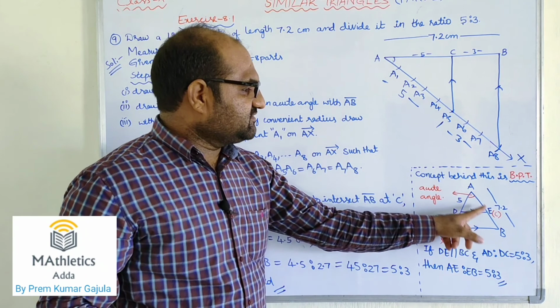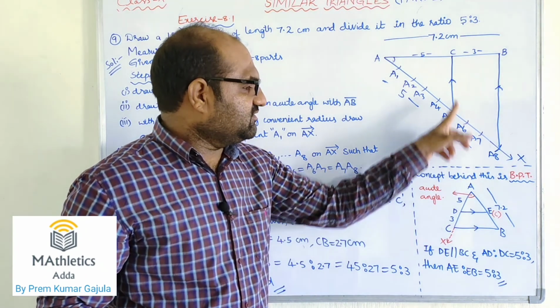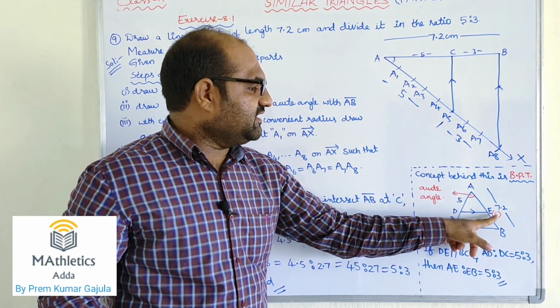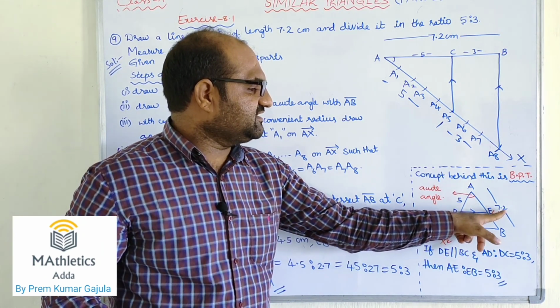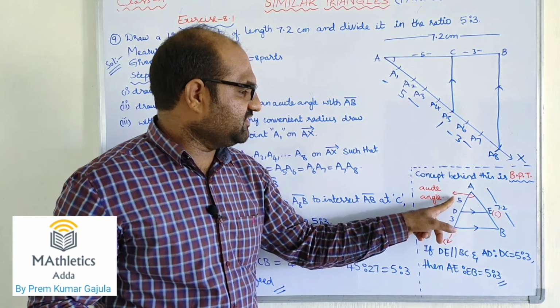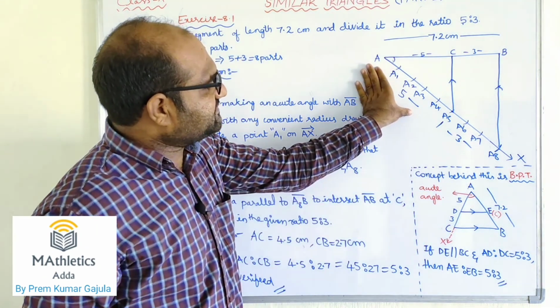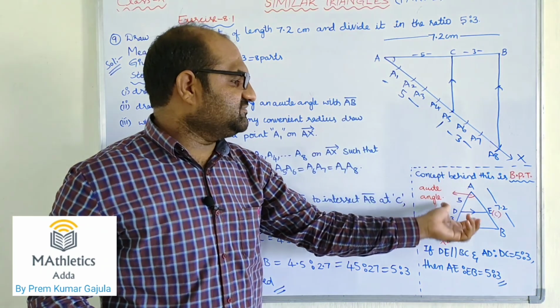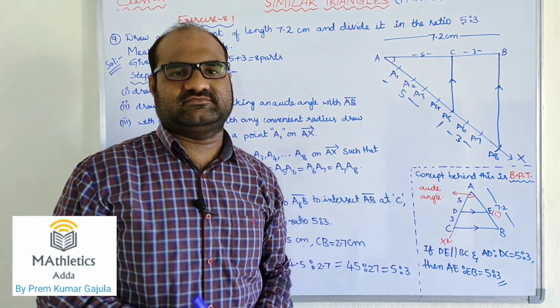In this case, here we have taken the point C. For understanding purposes I wrote AB with red ink, and here C is dividing the 7.2 centimeters in the ratio 5:3. So if this side is 5:3, then we will get 5:3 here also. That is the concept behind this, the BPT theorem. Is that clear?